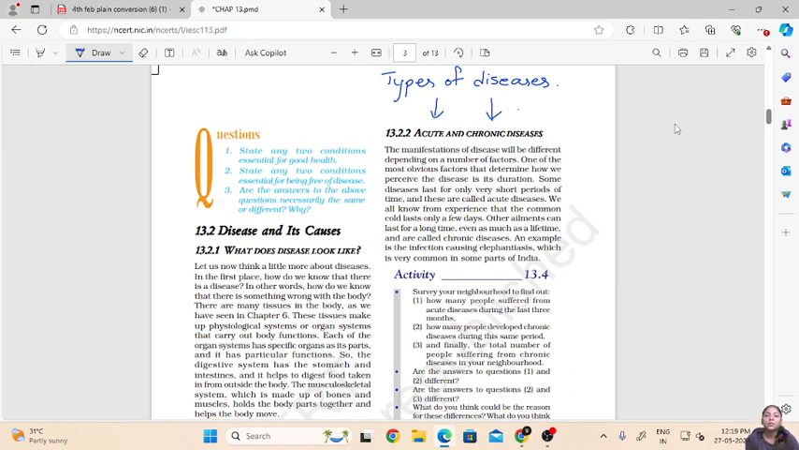The diseases that last only for a short period of time are known as acute diseases. Okay, so these are the acute diseases. These diseases will last for a short period of time, whereas there are other ailments or diseases that can last for a long time, even as much as a lifetime, and they are called chronic diseases. So the diseases which last for a longer time, for many years and even an entire lifetime, are called chronic diseases.